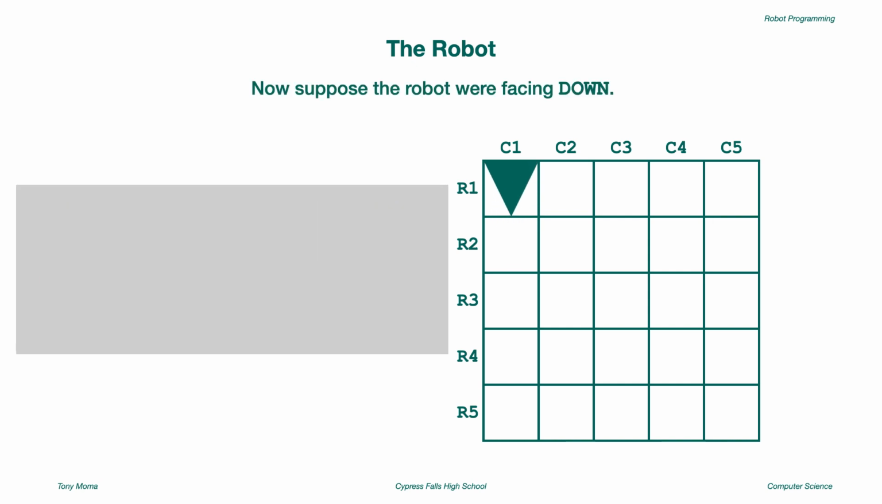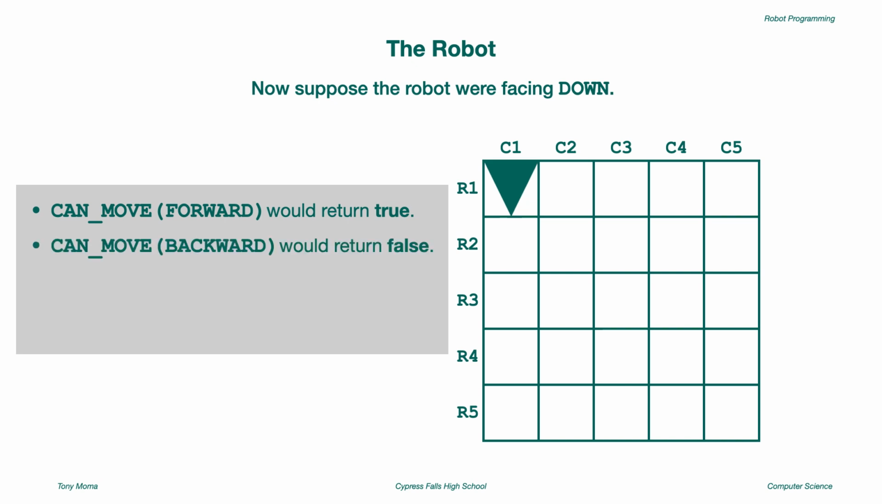Now suppose the robot started off facing down. In this case, can move forward returns true because there is an open square in the forward direction. However, can move backwards returns false because there is no open square in the backwards direction. Can move right would also return false.